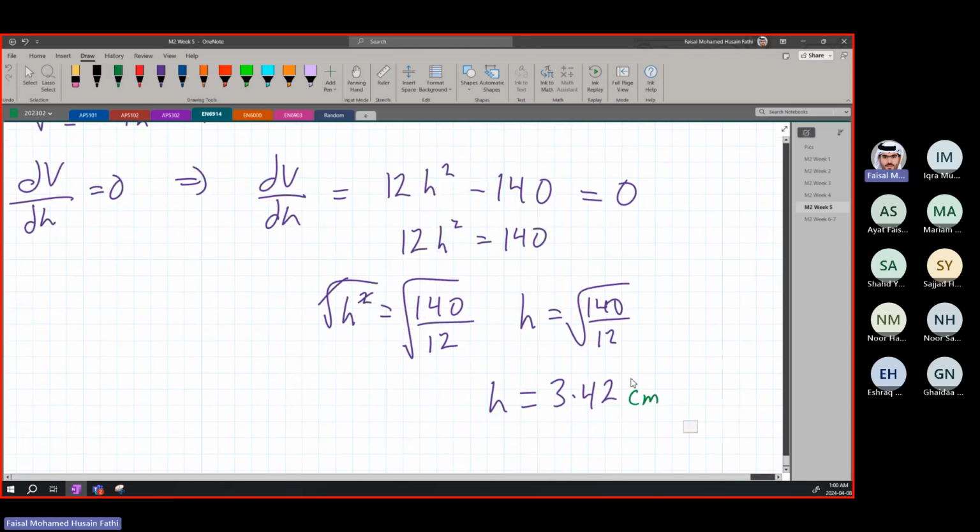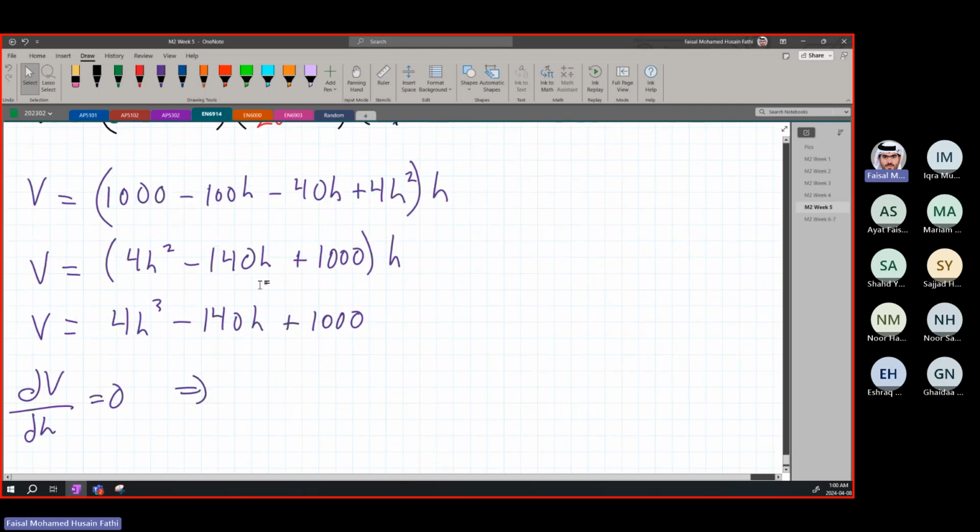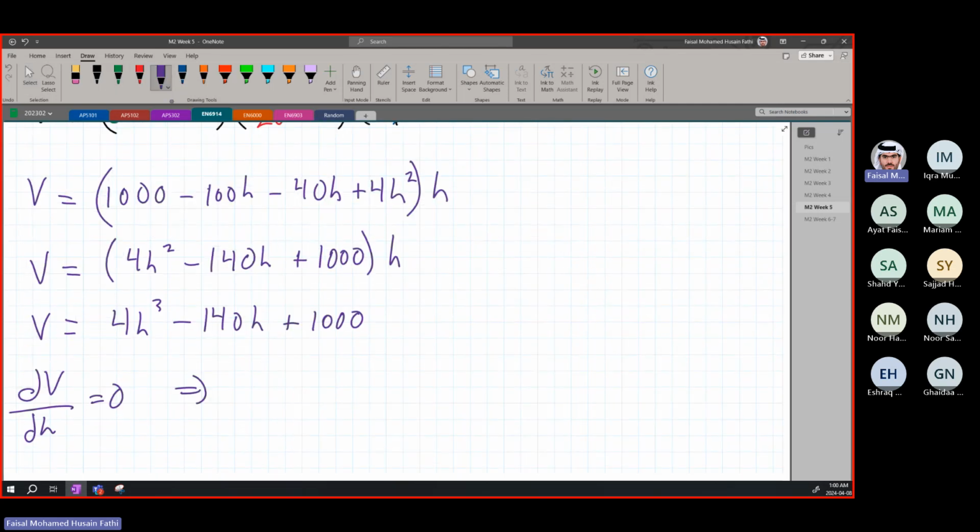Oh, right, I made a mistake. One second. You're right. I just realized my mistake. The h, I had to distribute it to everything. I forgot. So it becomes 4h squared times 1000h. Again, same thing. Doesn't change much. The dV by dH is 12h squared minus 140 times 2, 280h plus 1000 equal 0.